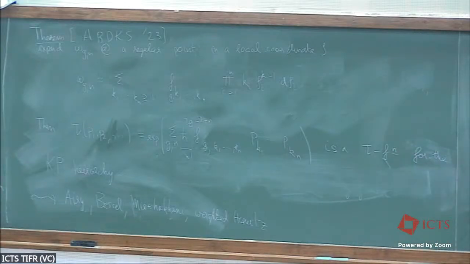From the KP hierarchy, you shouldn't expect to see it, right? Because they're the same equations. So why would you get something?